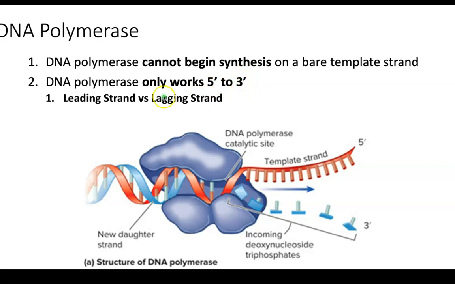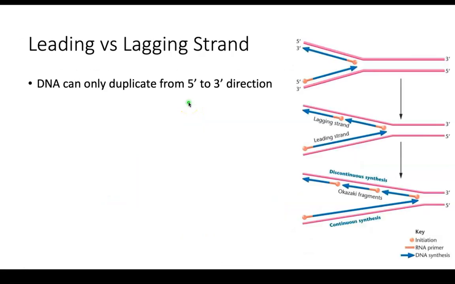So this is going to give us two types of strands that we have to make every time we replicate our DNA. One is going to be called the leading strand. This one is going to be very simple. The other one is called the lagging strand. Lagging means it's a little slow, it's behind. So we're going to talk about how to make those two strands.